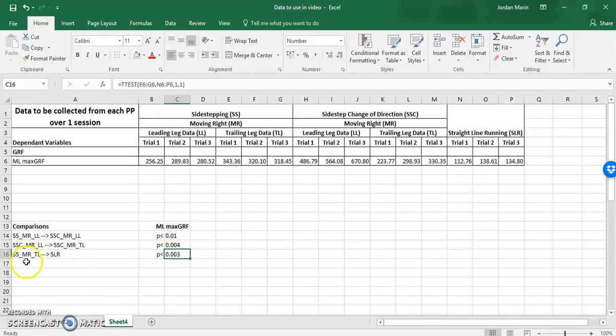Finally, we just looked at the sidestepping moving right trailing leg. So that's this data here, and we compared that to the control. So that's just a simple demonstration that when you're looking at the maximum medial lateral ground reaction force that is applied, there is significantly more simply sidestepping than there is during straight line running. So that is how you conduct a t-test to determine statistical significances in Excel.